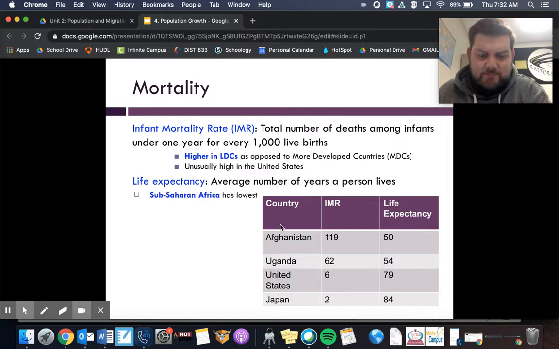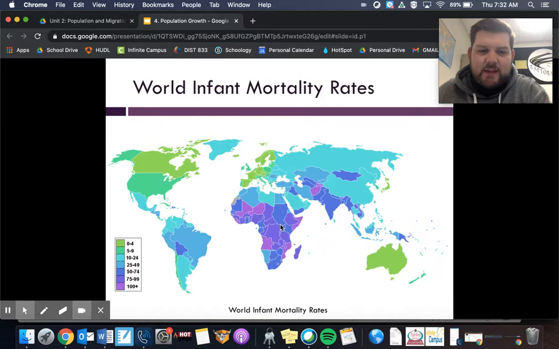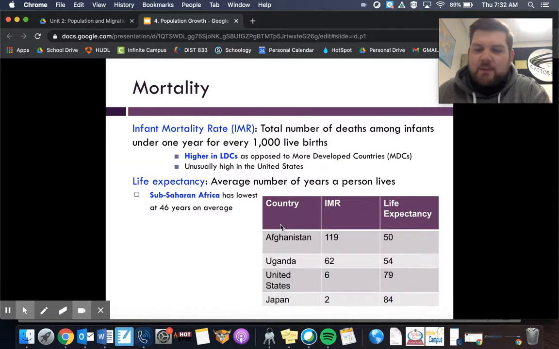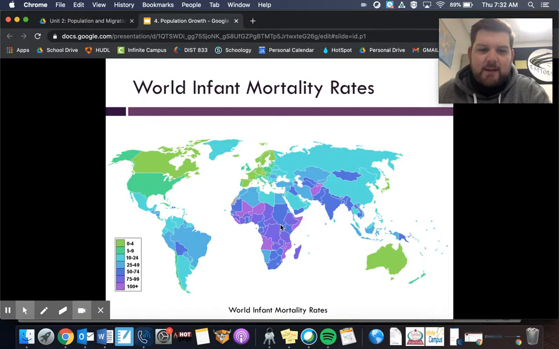So again, sub-Saharan Africa has the lowest life expectancy because of the lack of resources and technology. They are at 46 years of age on average. Places like Europe are generally going to be higher, and the United States is higher. Those sorts of places are more developed countries.